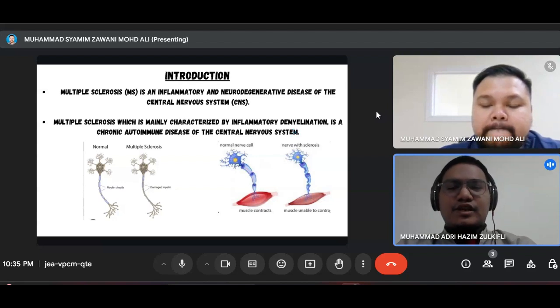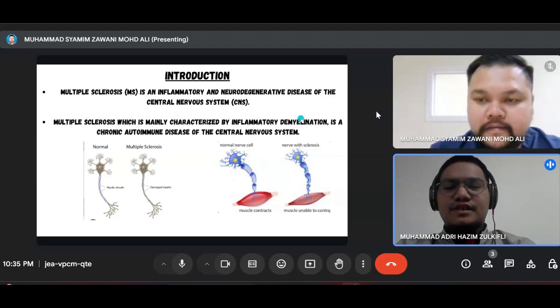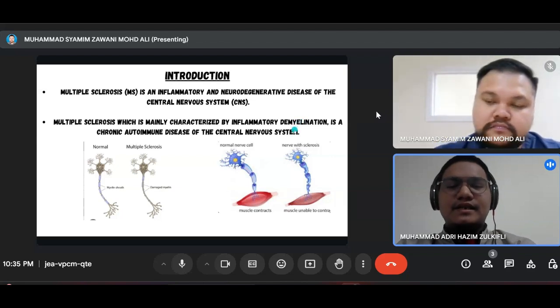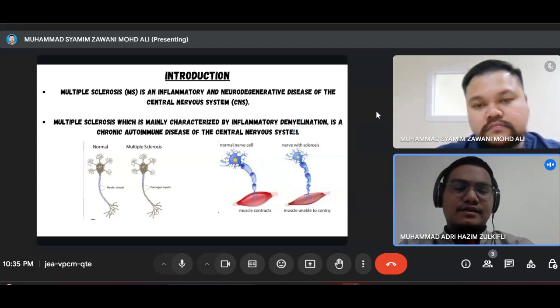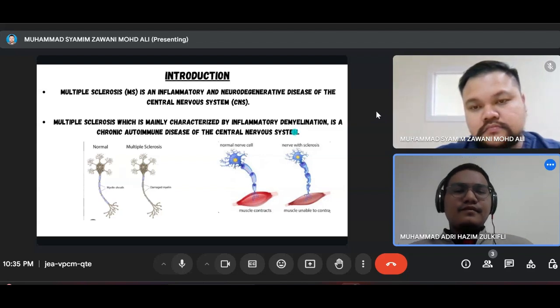Lesions and plaques will appear at the damaged myelin in the brain and spinal cord. The scar tissue will appear as a lesion and plaque on brain scans like MRI. Now we are going to continue with the etiology.